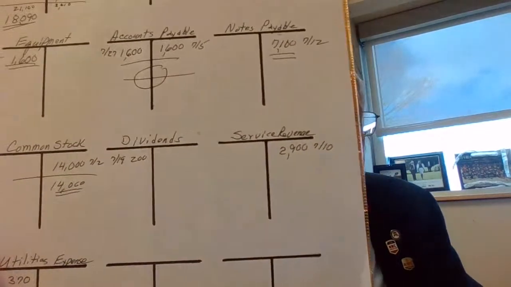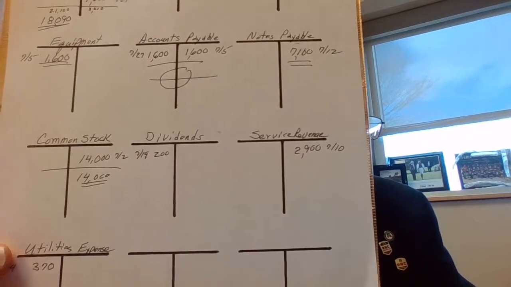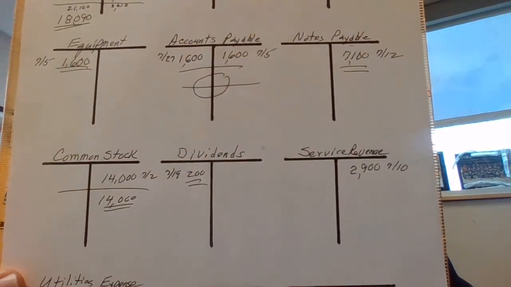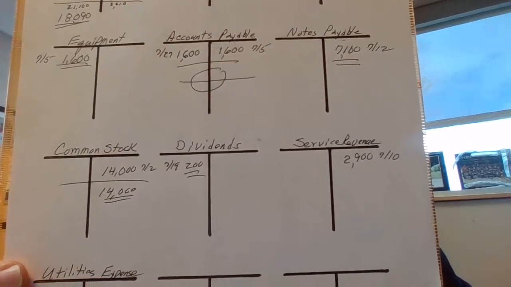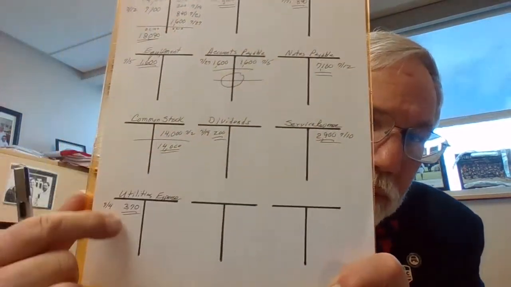Common stock, I did a little bit different this way. I added it up, wrote it down again, and I double underlined it because that's the balance, $14,000. Dividends, $200, double underline it, double underscore, whatever you want to call it. That's the balance. Only one entry in the account, it's easy. And that's the same thing for the service revenue and the utility expense.